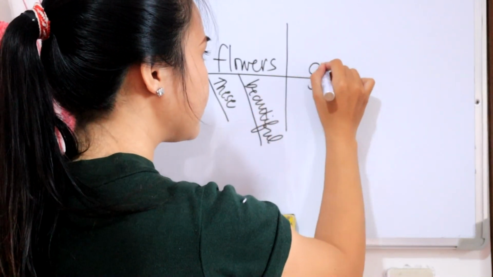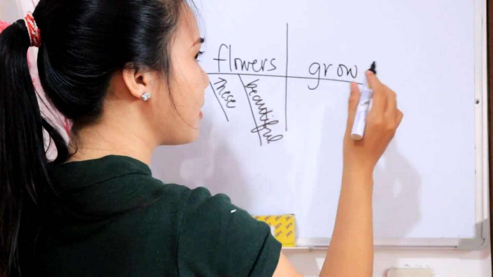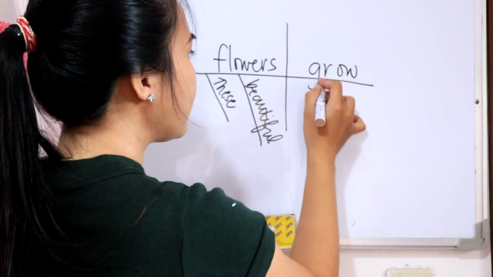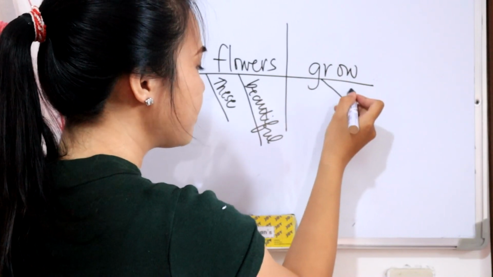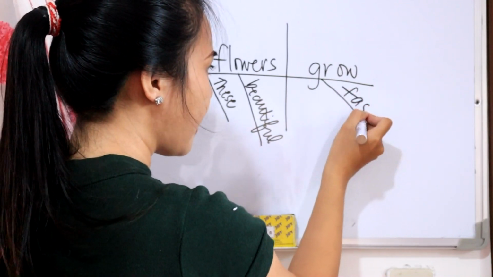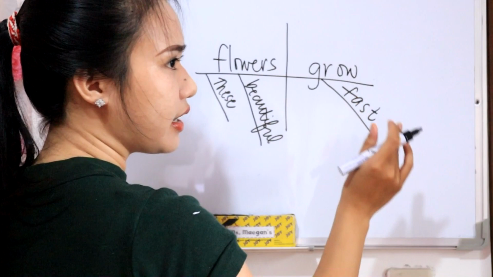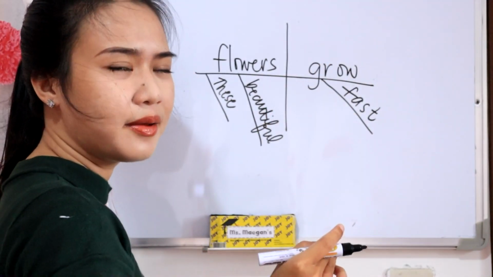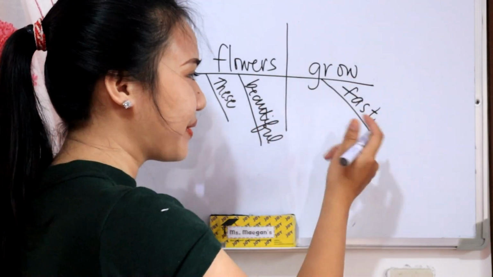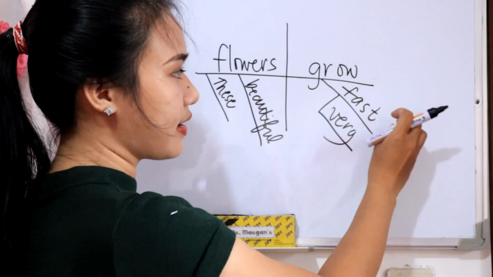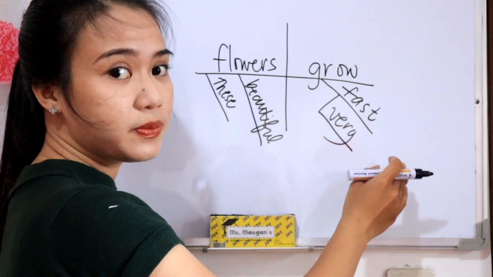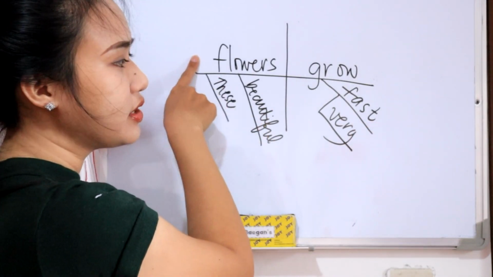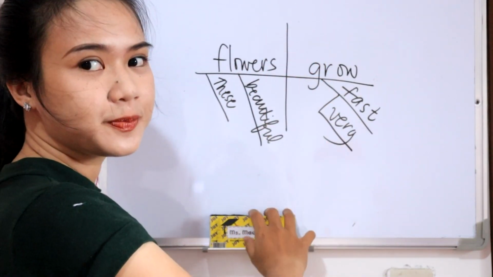Flowers grow, this is our intransitive verb because there is no object to receive the action. Very fast, so it grows fast. So we're gonna write fast here. It's an adverb describing how the flowers grow, and there's also another adverb that modifies how fast is the growing. The word very, since it describes the word fast, it is placed below it. Both are adverbs. These beautiful flowers grow very fast.